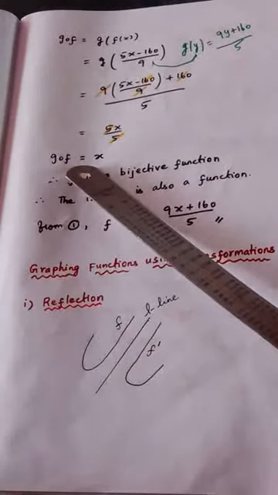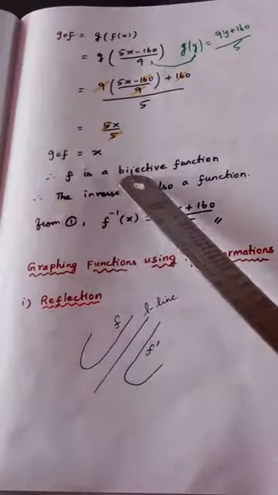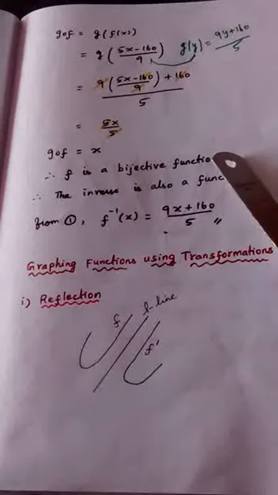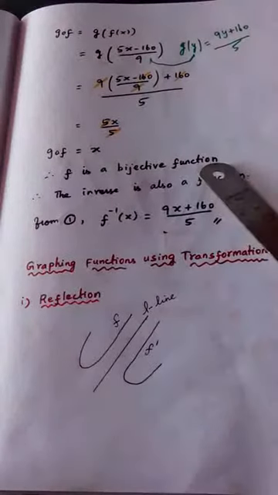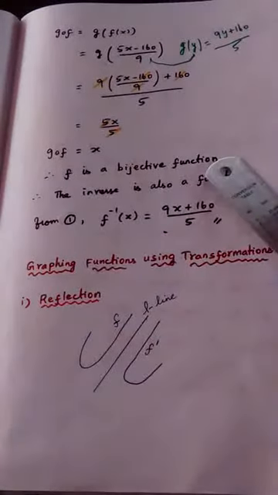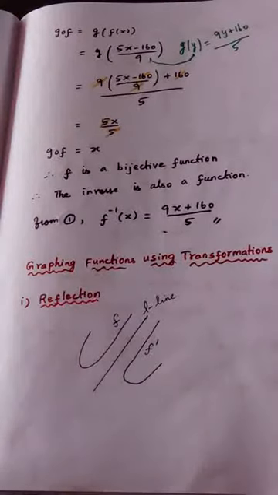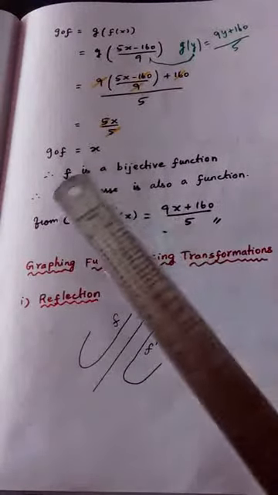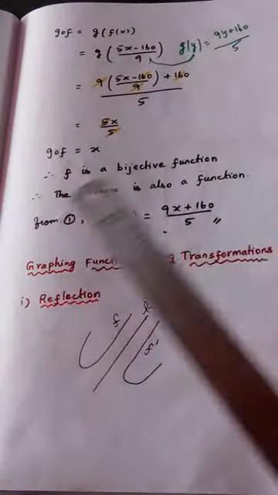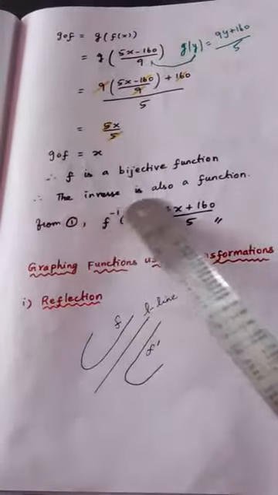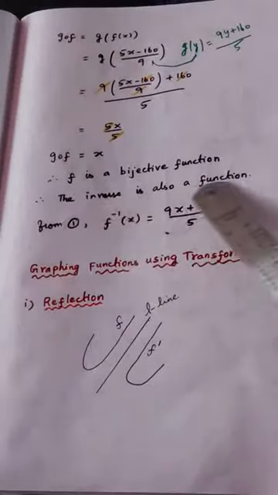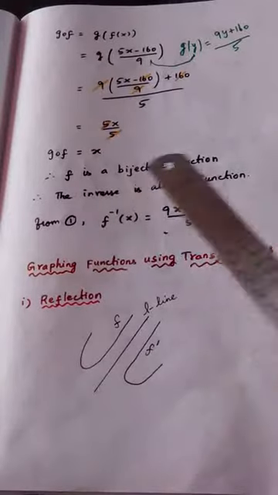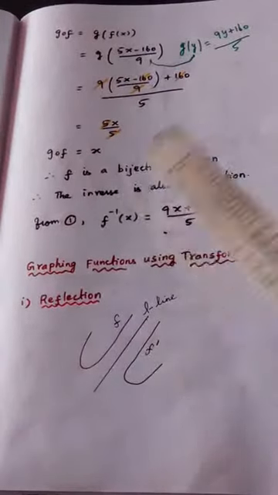We are very happy because the two results show that f is a bijective function. Bijective means what? Both one-to-one and onto. So f is a bijective function. What is the meaning of a bijective function? If a function is bijective, then we have a result that its inverse is also a function. Since we have proved that f is bijective, the inverse is also a function. This is what we need to prove. In this problem, find the inverse and prove that it is also a function. Since f is a bijective function, the inverse will also be a function.